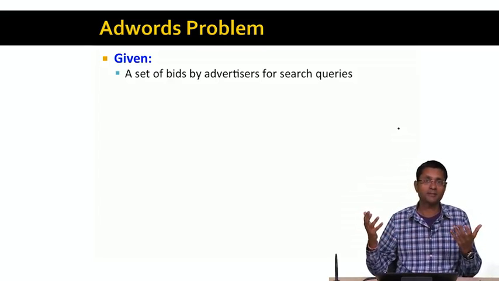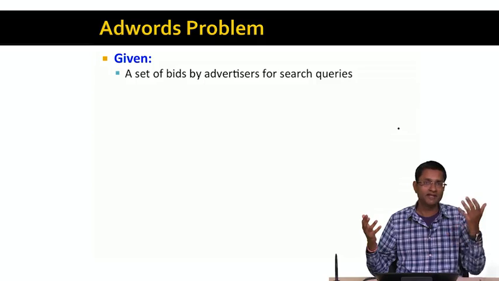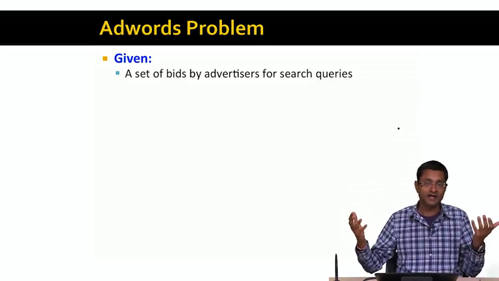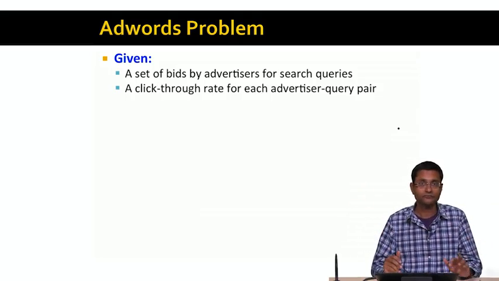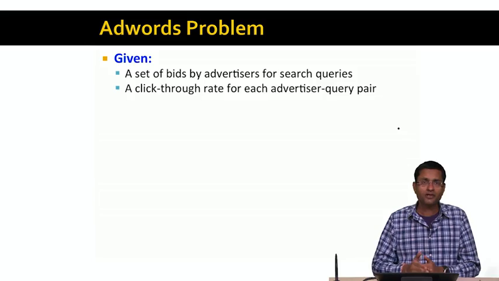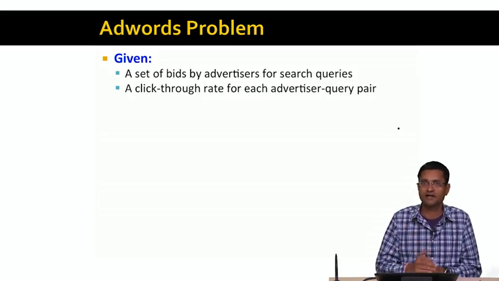You can think of this as a bipartite graph with advertisers on one side and search queries on the other, and there are edges between advertisers and search queries. We are also given a click-through rate for each advertiser-query pair that has been estimated.